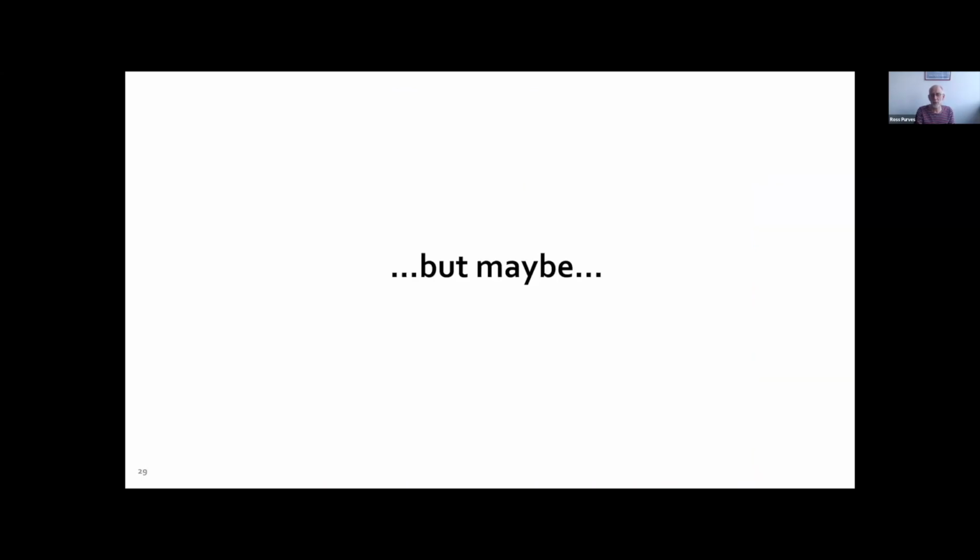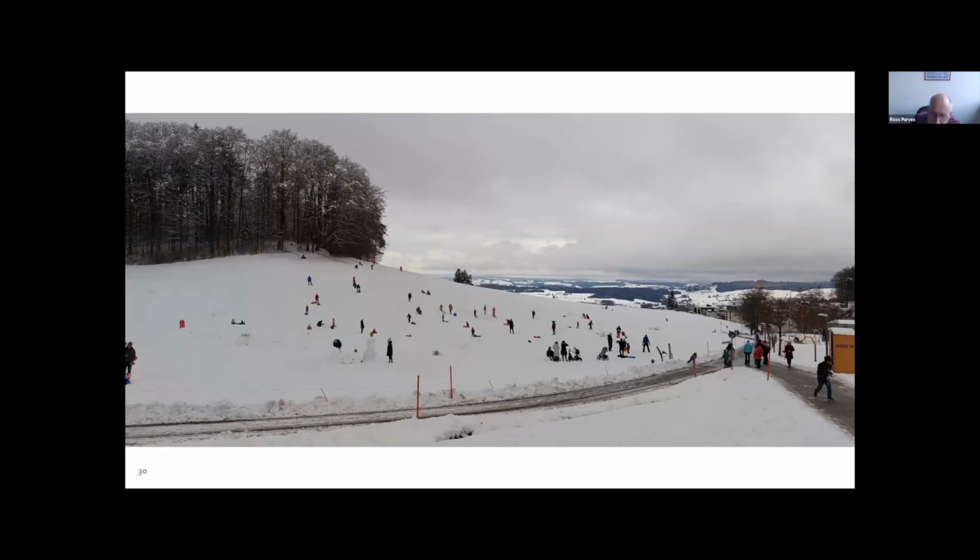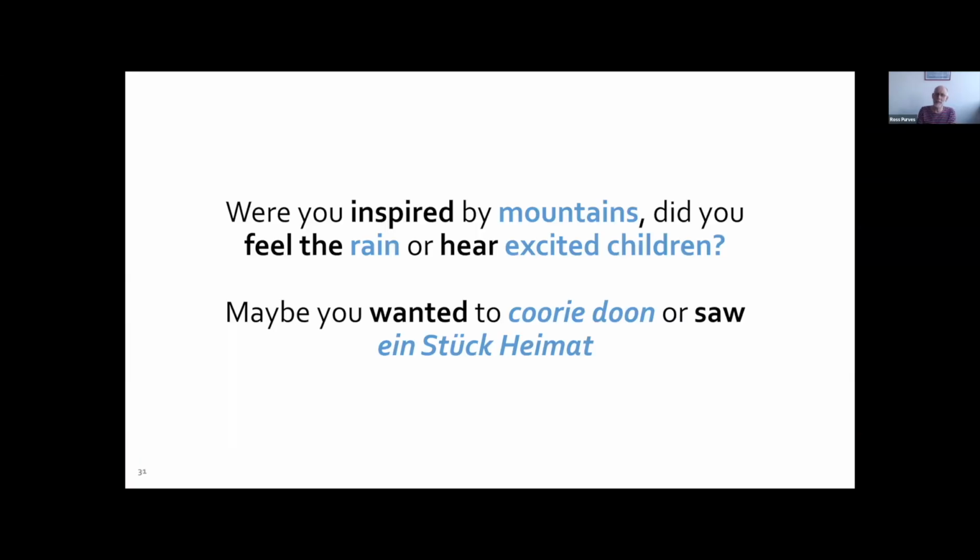And then maybe you thought about somewhere like this. This is in Zurich. This is where all the kids go at the moment to go sledging in the winter time. And when you thought about those places, you maybe didn't just have pictures in your head. Maybe you were inspired by the mountains. Maybe you felt the rain, or maybe you heard the children who were excited. And if you were Scottish, maybe you wanted to coorie doon. So coorie doon means to be in a warm, cozy place and eat something nice, maybe. Or maybe if you're German or Swiss, you say ein Stück Heimat.